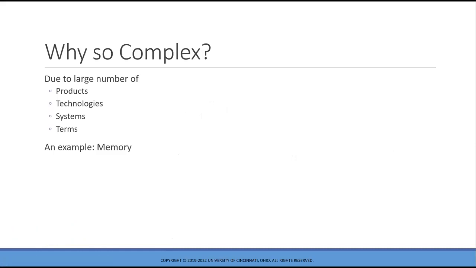Why so complex? Networking appears to be a complex subject due to the huge number of products, technologies, and interconnection systems in use, in addition to the variety of terms used to describe those products, technologies, and interconnection systems. Take, for instance, the word memory. What do you think of? What comes to mind when you hear the word memory?